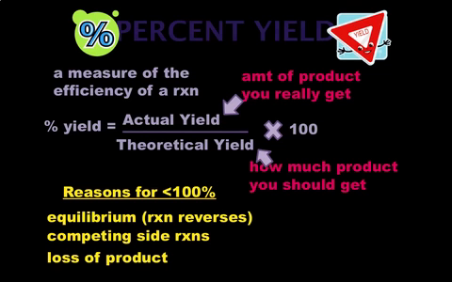Or it could be just because you lost the product, making some small errors here and there, maybe not being as careful as possible in your lab and losing some of the reactants or some of the byproducts and things.